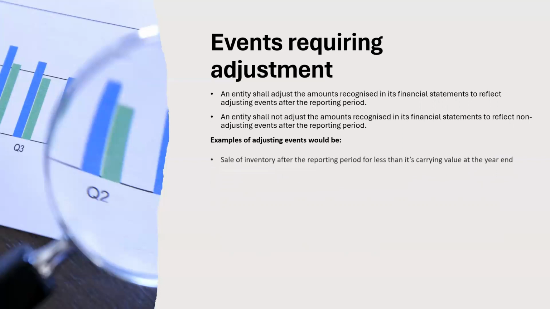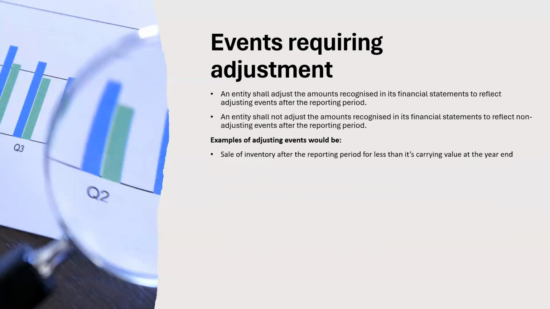These would be, for example, the sale of inventory after the reporting period for less than its carrying value at the year end. If you sell inventory for less than its carrying value, what would be the effect? You have sold the inventory at less than its carrying value.